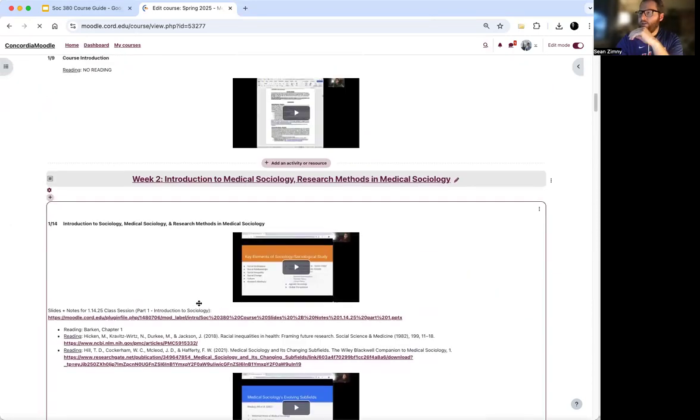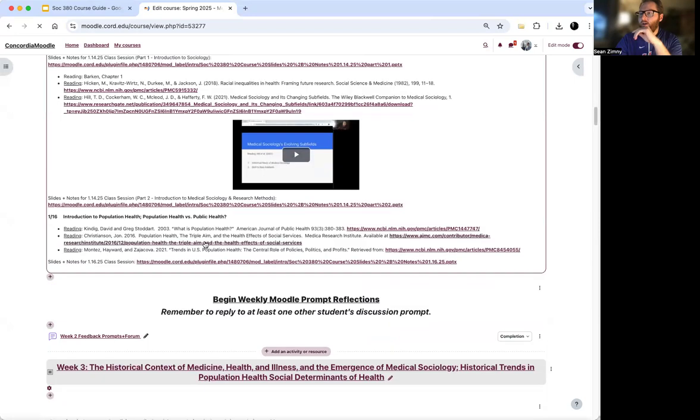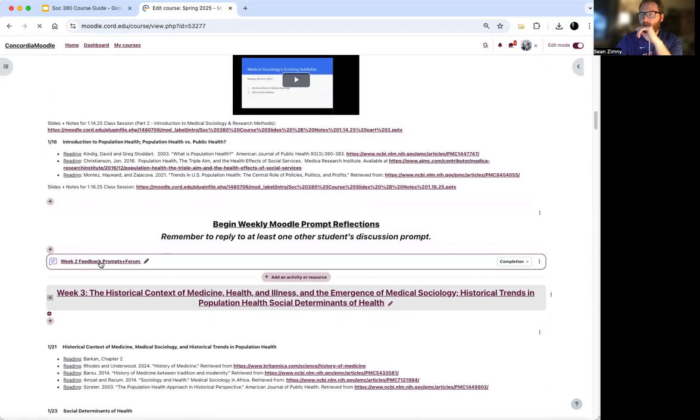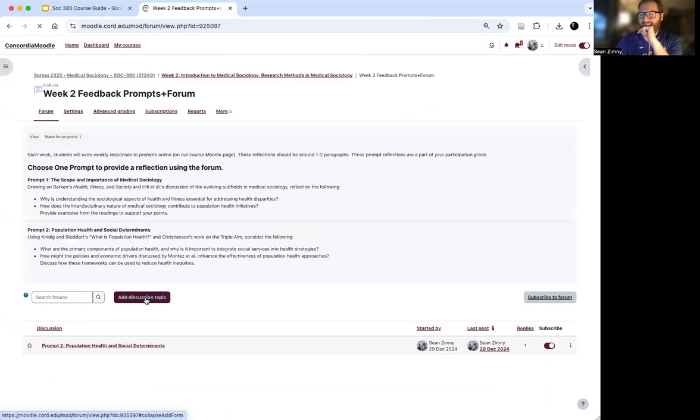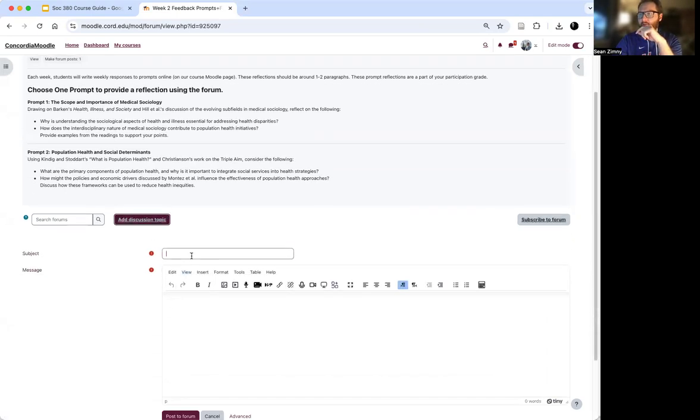And so down below, you'll see a couple recordings here for week two. Down below, you'll see week two feedback prompts plus forum. You're going to click into that and you're going to add a discussion. You're going to pick whatever prompt you want to respond to for 1 to 2 paragraphs. You're going to add a discussion prompt, click the subject. Let's say you choose prompt number 1, the scope and importance of medical sociology.